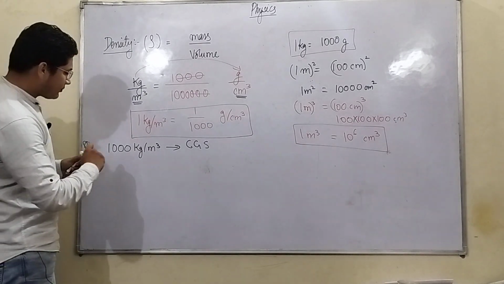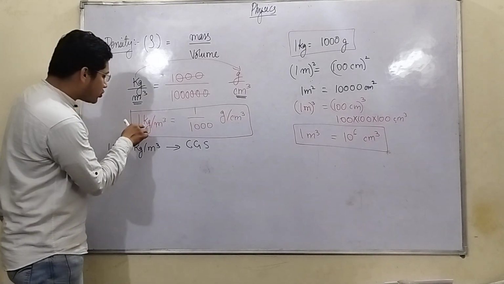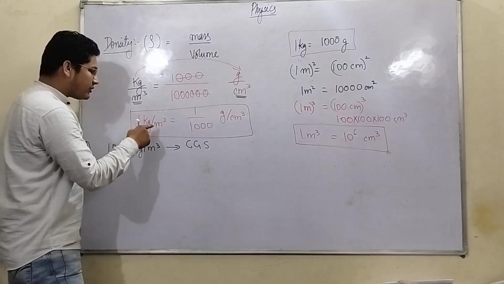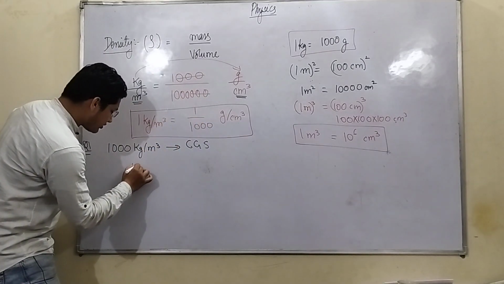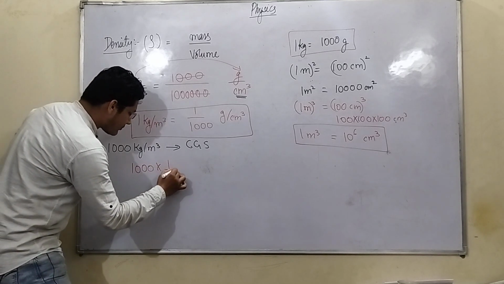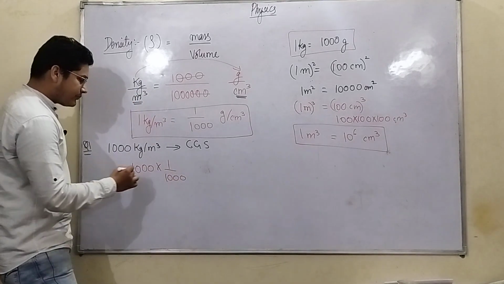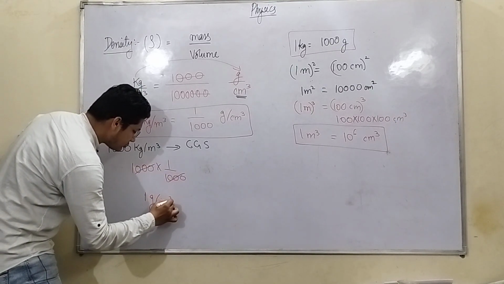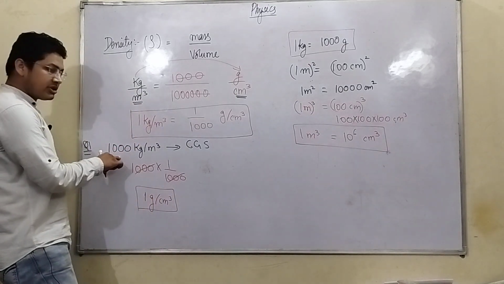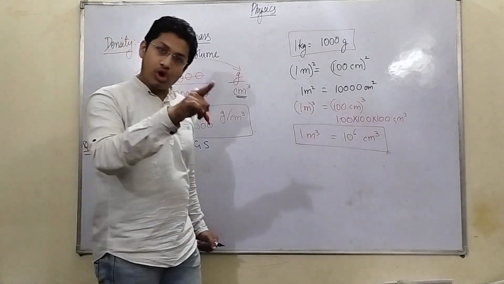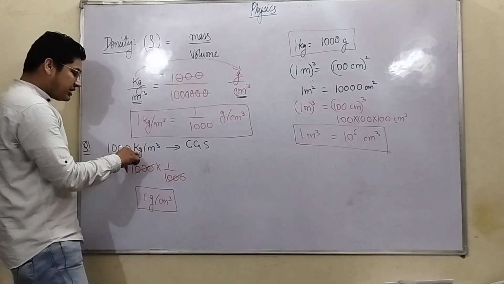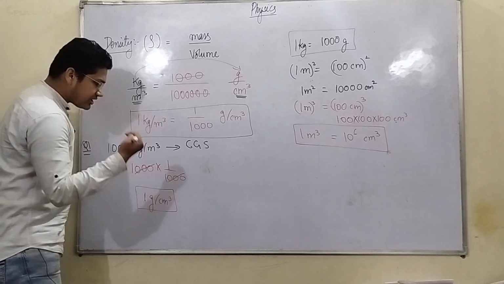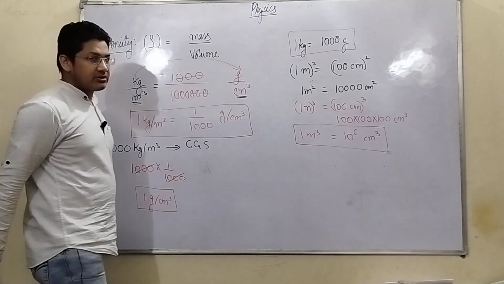So what we will do, beta? As I just told, if we have to convert kilogram per meter cube to gram per centimeter cube, we have to multiply it by 1 upon 1000. So 1000 into 1 upon 1000. Okay, beta? 3 zeros will be cancelled out. What will come? 1 gram per centimeter cube. And this we know. This is the density of water. Okay. We know in SI unit density of water is 1000 kg per meter cube, and in CGS unit the density of water is 1 gram per centimeter cube.